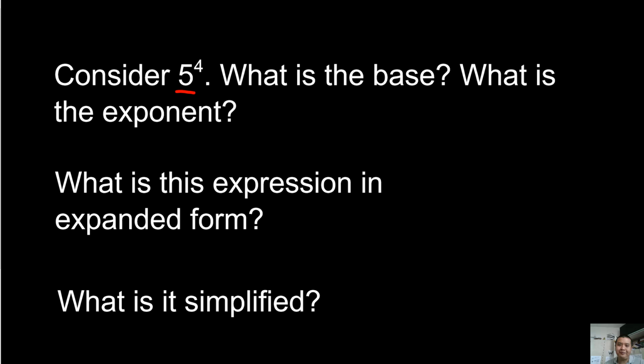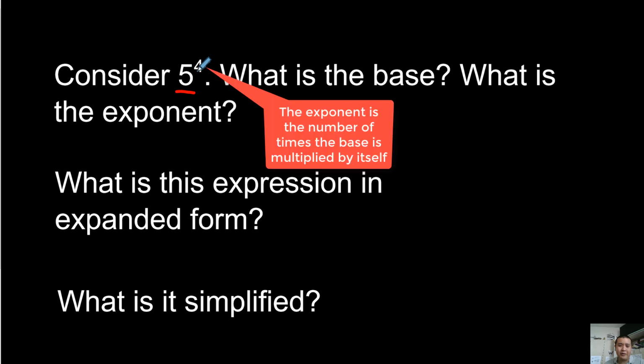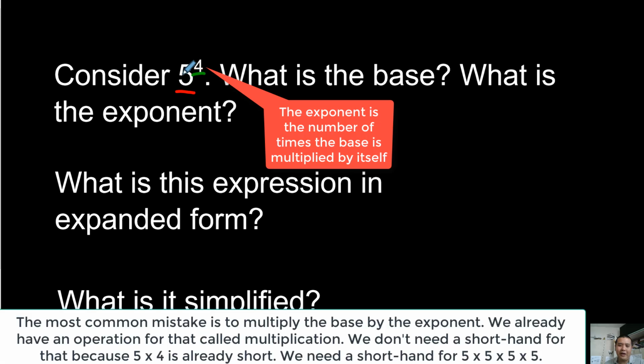The exponent, okay, is the number of times you're going to multiply that number. So right here, this is the exponent. So this means it's going to be 5 times 5 times 5 times 5. So 4 5s being multiplied together, and because 5 is the base, 4 is the exponent.